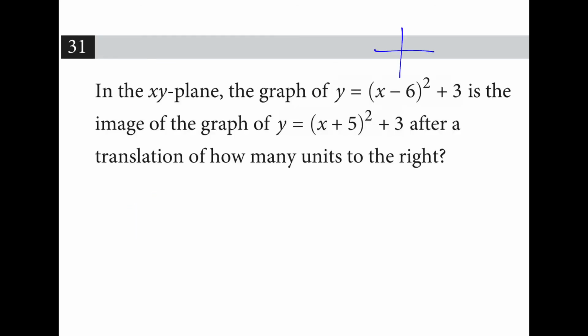In this first graph, my vertex is going to be here at 6, 3. In this second graph, my vertex is going to be at negative 5, 3. So how did I go from red to blue? I moved 11 units to the right. 5 to get to 0, and then 6 more.